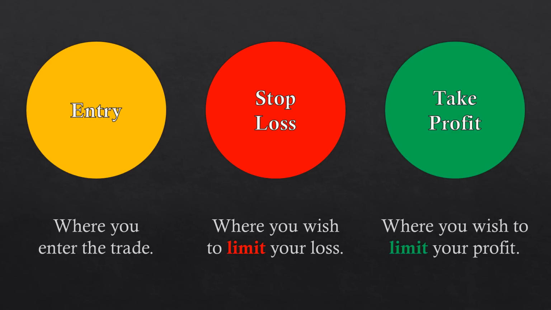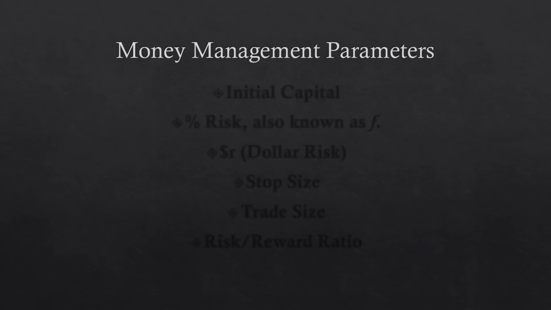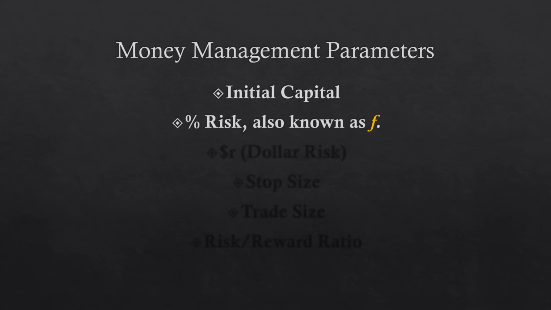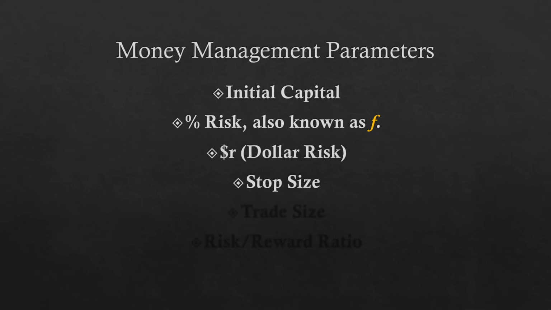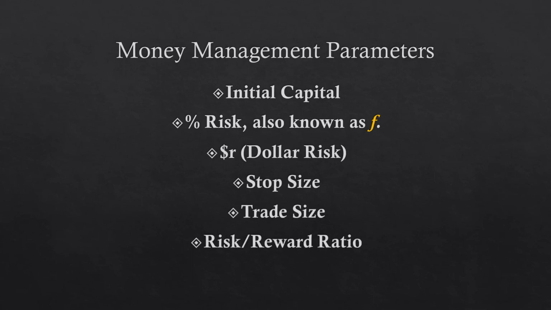We begin the study of basic money management with the 6 money management parameters you need to keep in mind. They are the initial capital, the percentage risk, which is also known as the F, the dollar risk, the stop size, the trade size, and the risk-reward ratio. The trader must define these parameters in this order. Let's begin with the initial capital.